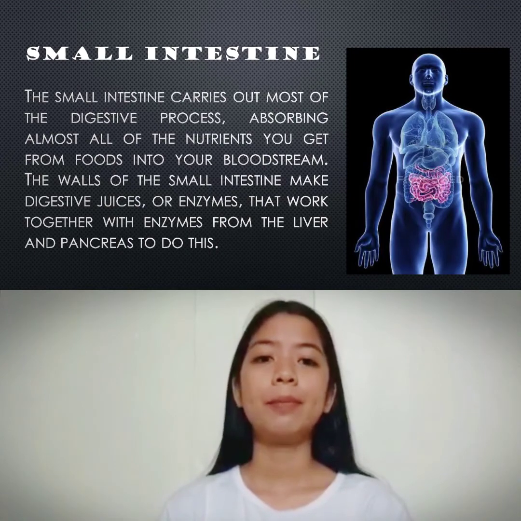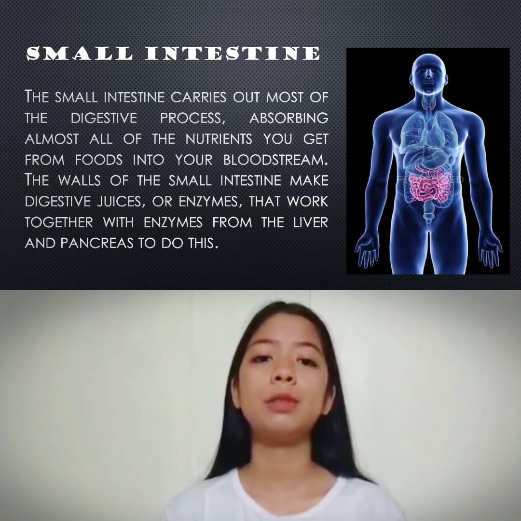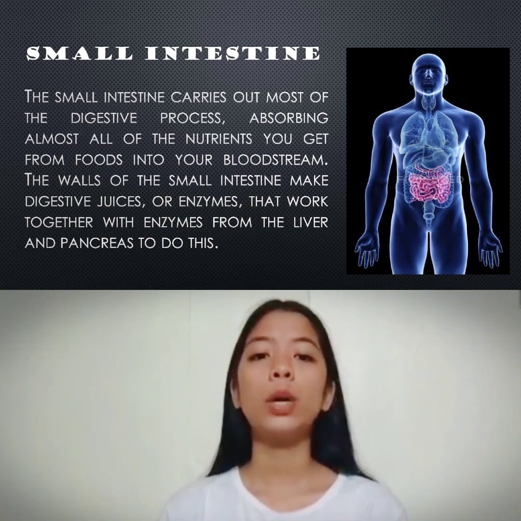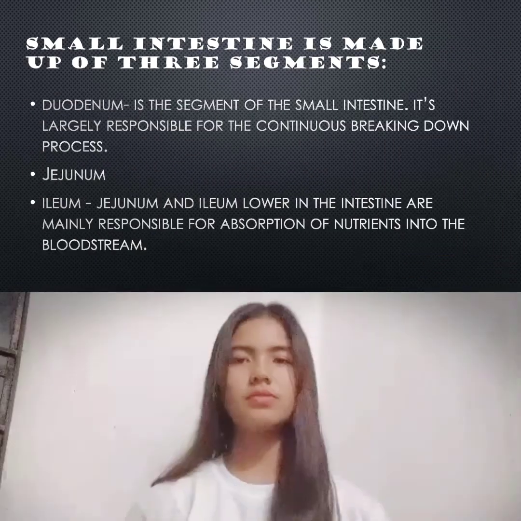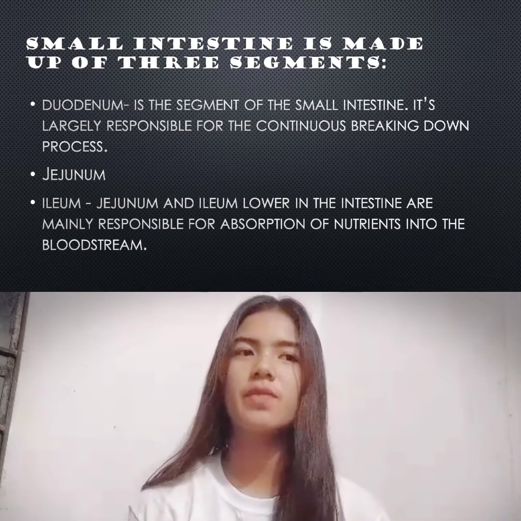Small intestine. The small intestine carries out most of the digestive process, absorbing almost all of the nutrients you get from foods into your bloodstream. The walls of the small intestine make digestive juices or enzymes that work together with enzymes from the liver and pancreas to do this. The small intestine is made of 3 segments.